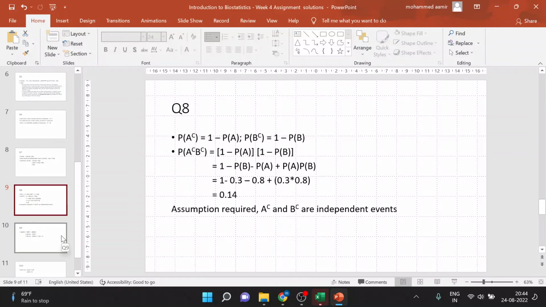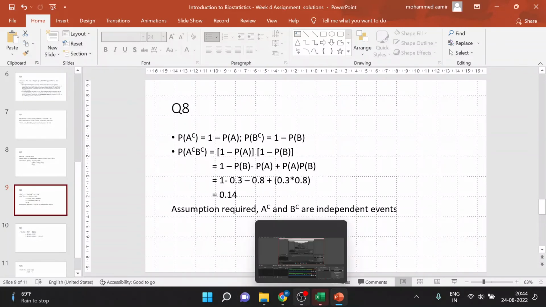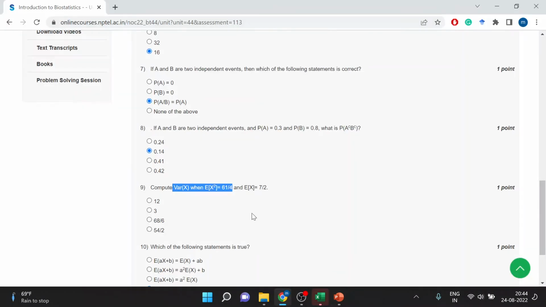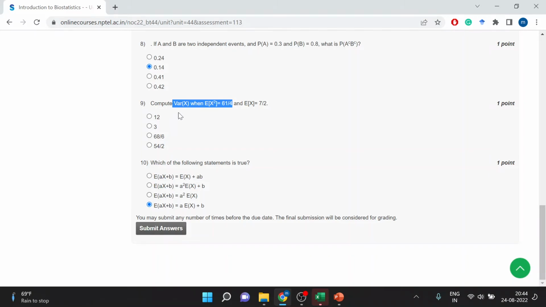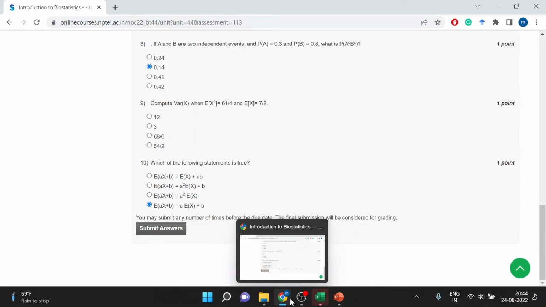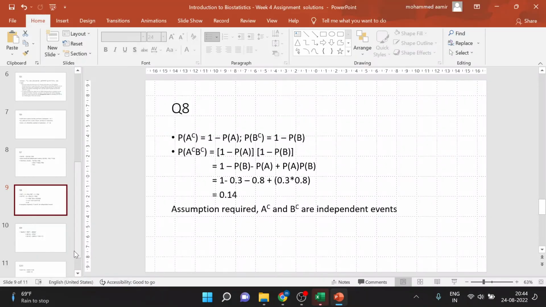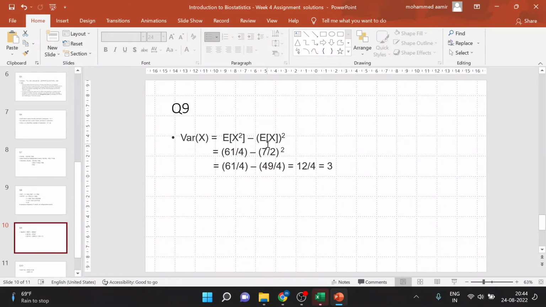Then we move on to our next question, that is, compute the variance when E of x square is given and E of x is given. So variance is nothing but E of x square minus E of x the whole square. This is the second moment that we calculate of any random variable, and substituting the values, E of x square is given as 61 by 4 and E of x is given as 7 by 2. So when you solve this, you get 61 by 4 minus 7 by 2 the whole square. That is nothing but 12 by 4, which is equal to 3.